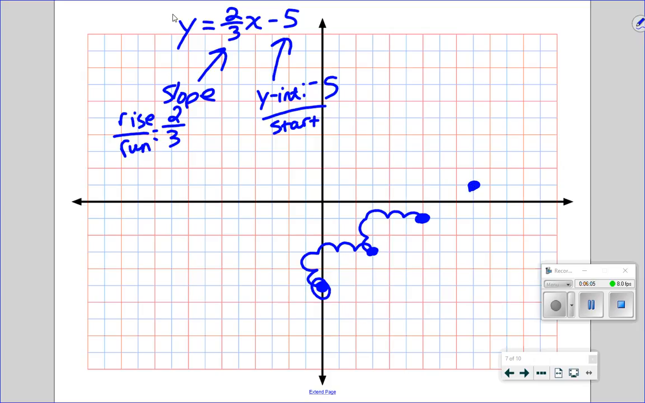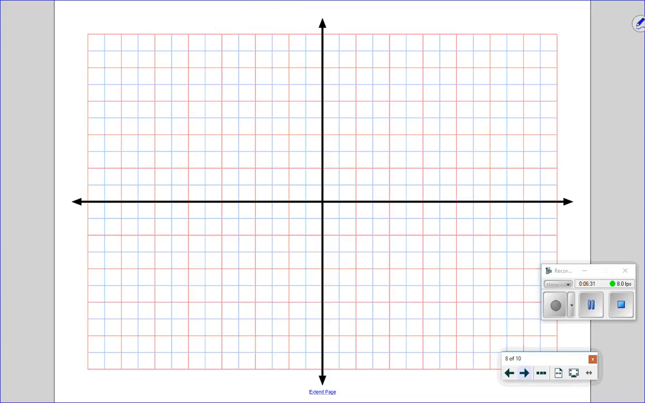Once I get a few points, if I want to go backwards, I can come back to this point and go down 2, left 3. As long as you go backwards for both the rise and the run, you're still on the same line. And then connect your points, draw arrows on the ends. And that is the graph of the line y equals 2/3 x minus 5. Okay, let's do one more example.